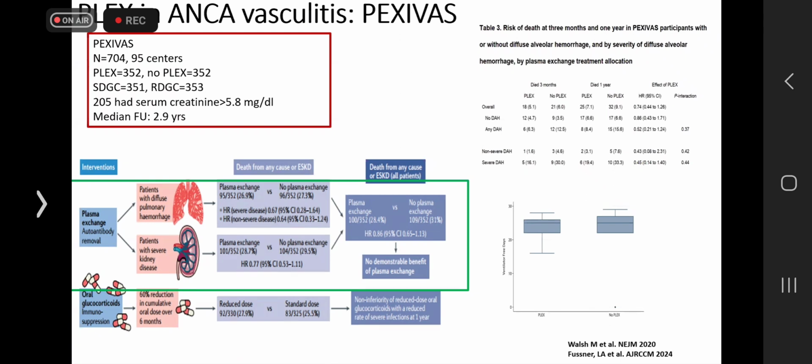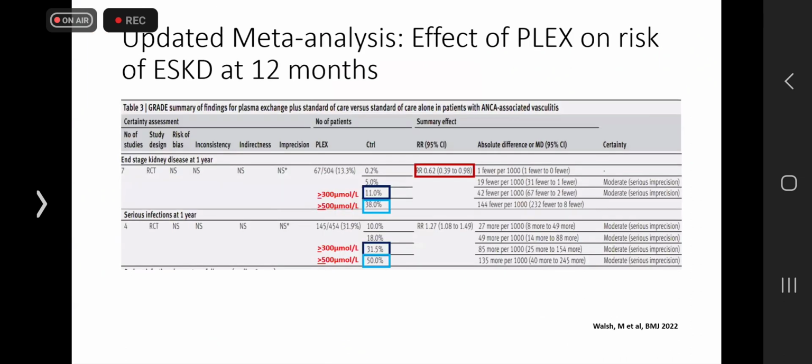So based on this, EULAR recommended no PLEX for alveolar hemorrhage, but KDIGO says consider PLEX just because of the higher mortality rate in patients who have alveolar hemorrhage. And here is the meta-analysis of about 9 trials which had information on end-stage kidney disease on 999 patients. It showed that PLEX reduced the risk of ESKD at 12 months with a relative risk of 0.62.